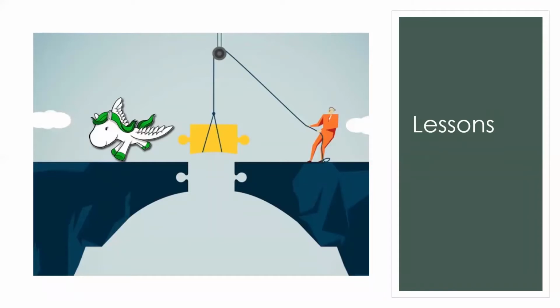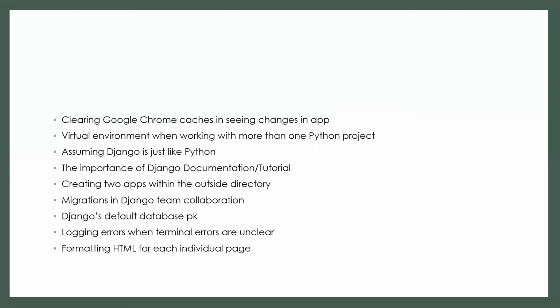On to the lessons we learned from working on our app. First one, clearing Google Chrome caches is very helpful. I saw this when I tried adding a new image to the app and running the server, and I still saw the old image. Just by clearing Google Chrome caches, that took care of that error.